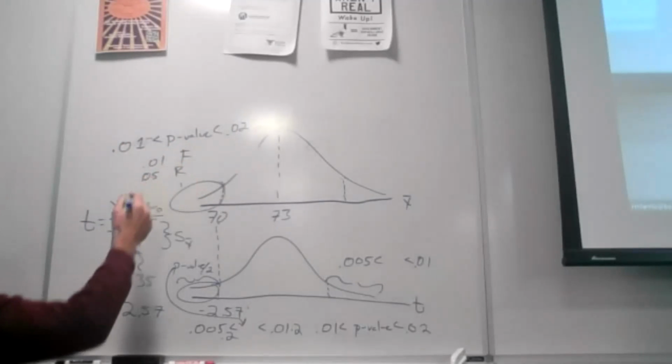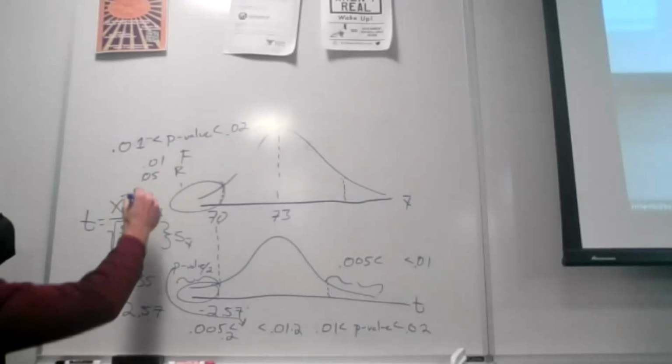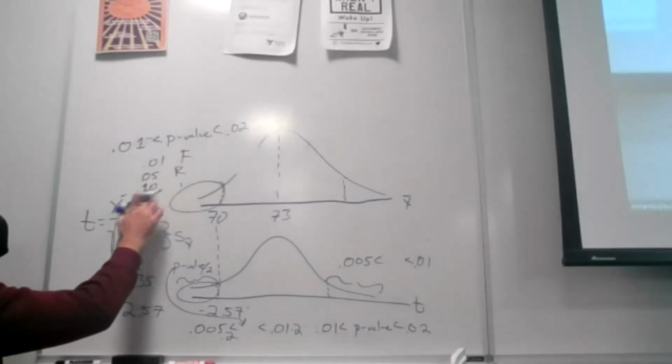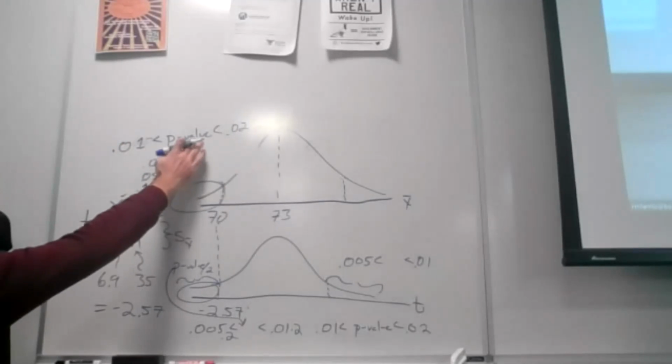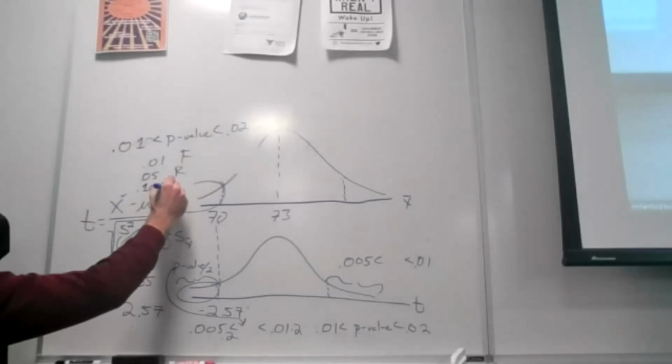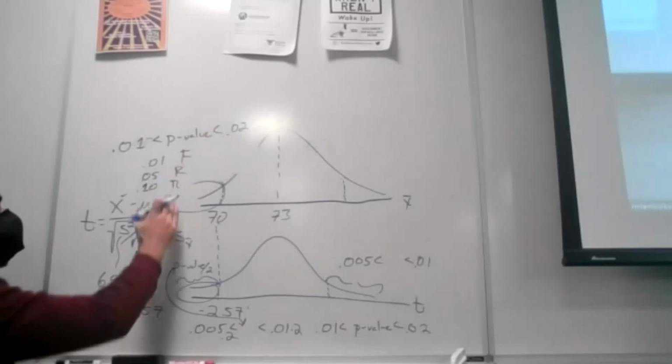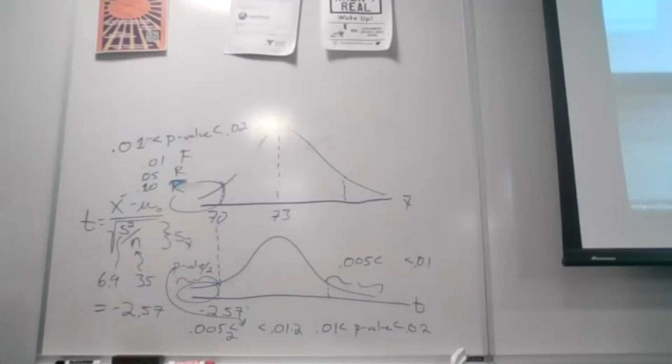If I can reject with 95% confidence, am I going to be able to reject with 90% confidence? Yes, because if my p-value is less than 0.02, it has to be less than 0.1. So I reject there as well, right?